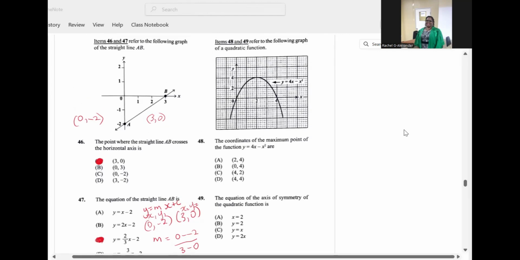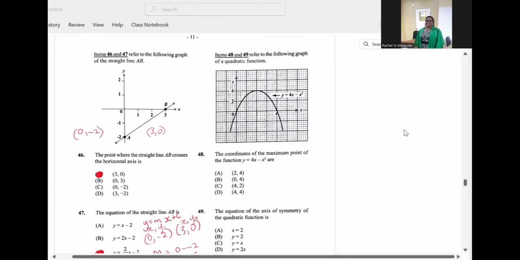Number 48 refers to the following graph of a quadratic function. The coordinates of the maximum point of the function y equals 4x minus x squared is, your maximum point is right here. So your coordinates are 2, 4.